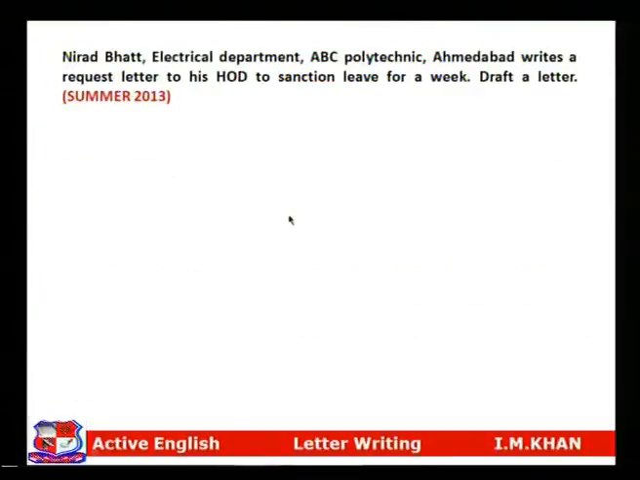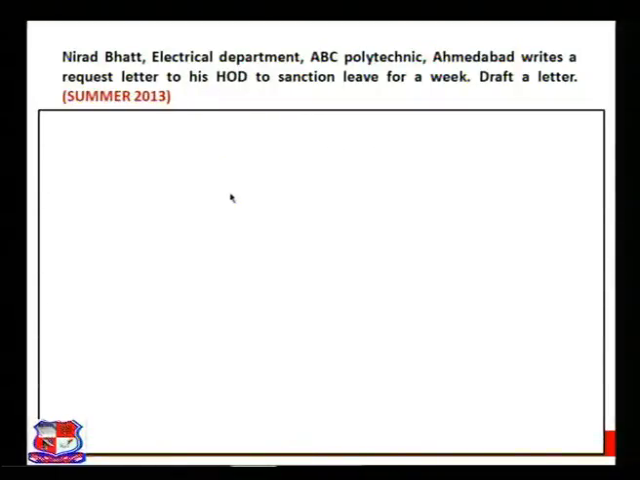The second letter was also asked in summer 2013. Nirad Bhatt, the letter writer, of the electrical department, ABC Polytechnic, Ahmedabad, writes a request letter to his head of the department to sanction leave for a week. Draft a letter. Such an instruction is given to you in your paper and you are supposed to write a letter. This is your letter. Who is writing the letter? Nirad Bhatt. So what will come first? The name, Nirad Bhatt, will come first.